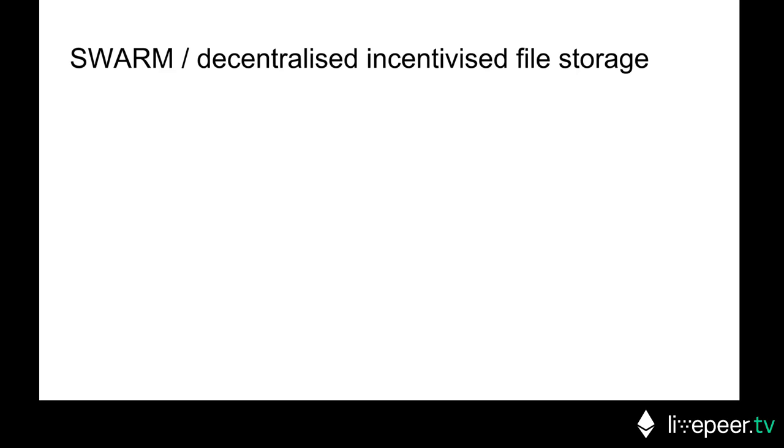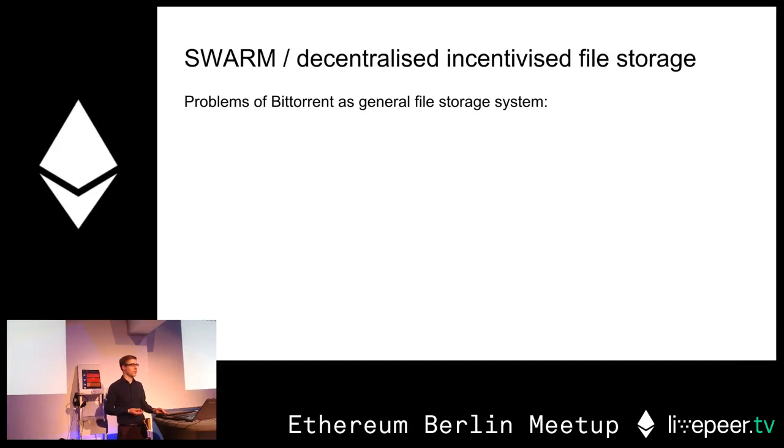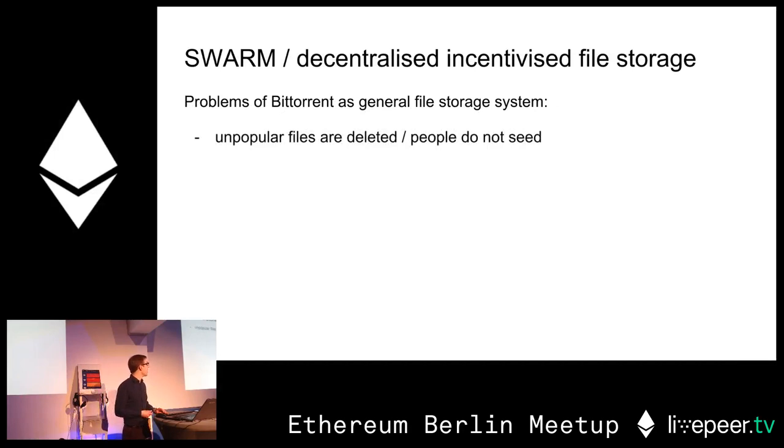And one of these use cases is the Swarm system. It's a decentralized file system, so basically a way to store your data in the cloud, where the cloud just doesn't mean Amazon's compute farm, but hard disks donated by users of the system. And it uses a BitTorrent-like system to distribute the data. You can't use BitTorrent right away for a general file storage system because it has some flaws. And these are, unpopular files are deleted after some time, so only popular content stays available.